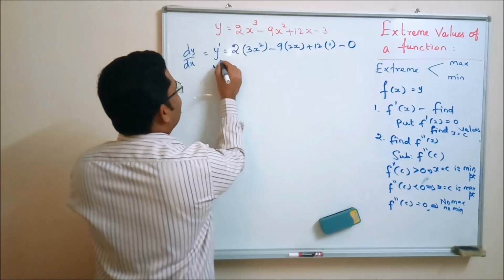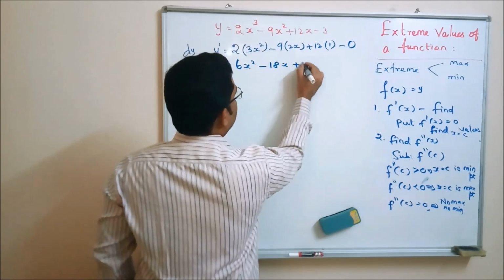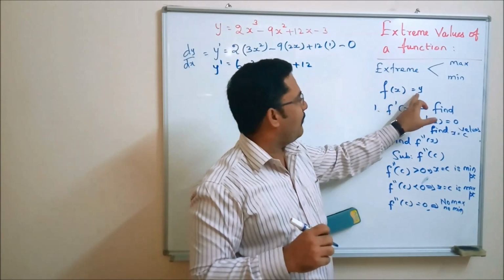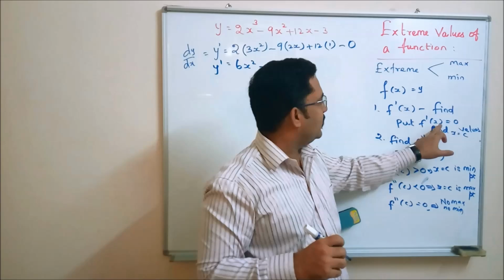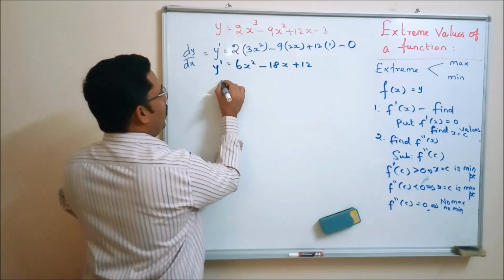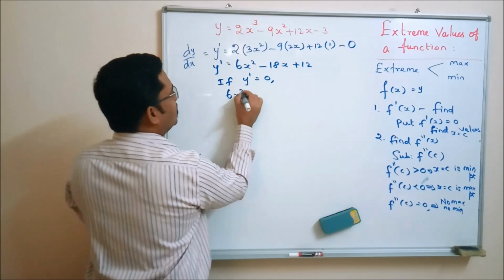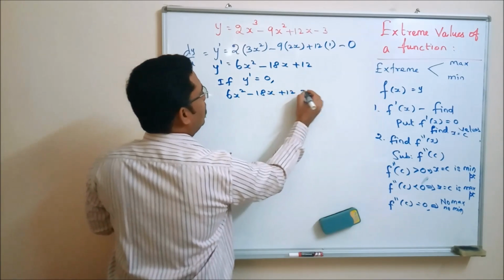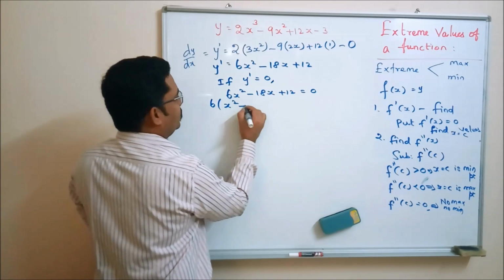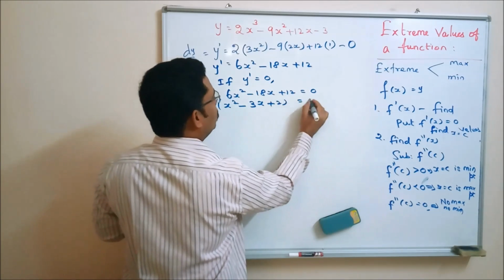Let's simplify y dash. It is 6x power 2 minus 18x plus 12. As per our steps, make y dash equal to 0. So if y dash is equal to 0, then 6x power 2 minus 18x plus 12 is equal to 0. Take 6 as common: 6 times x power 2 minus 3x plus 2, since 6 times 2 is 12, is equal to 0.